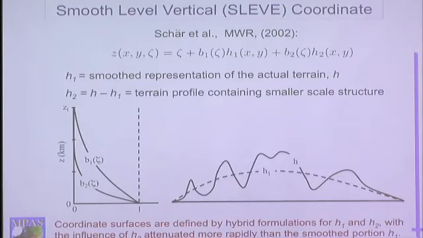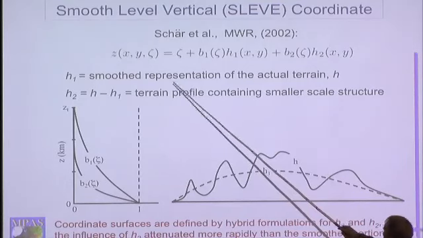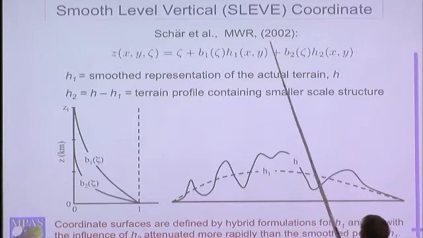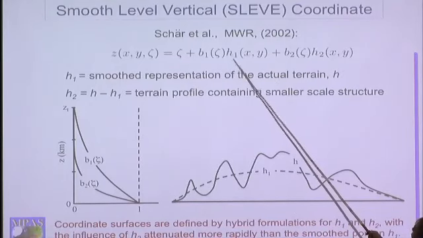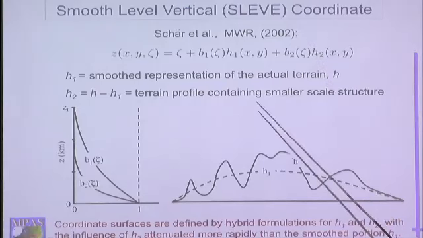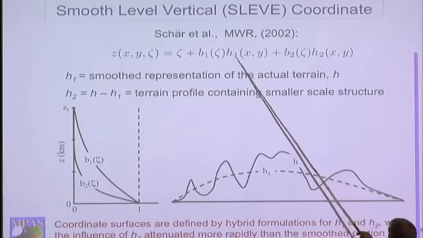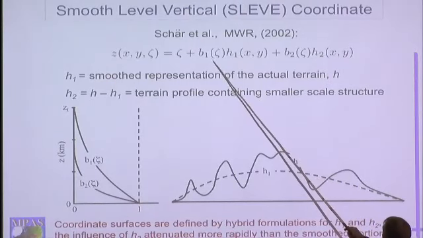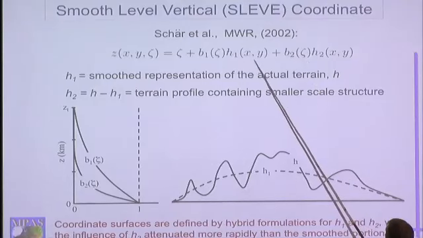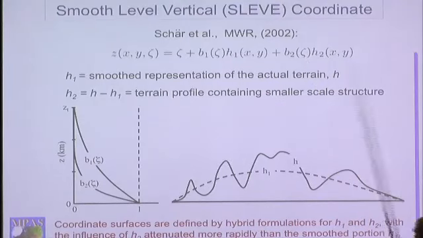Christoph Schaar and collaborators proposed a modification to the hybrid coordinate, which allows smaller scale structure to be attenuated more rapidly with height. What they did was essentially modify the hybrid coordinate approach and split it into two pieces. So instead of just something times the mountain height, they made two profiles times two pieces of the terrain height.